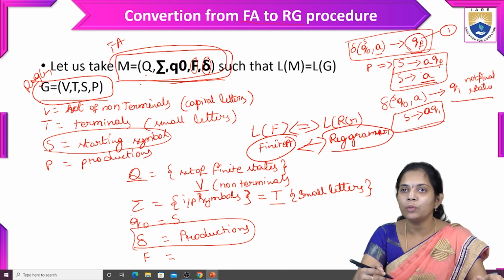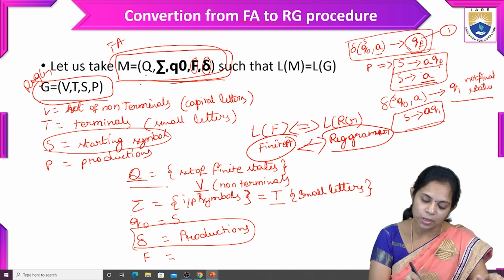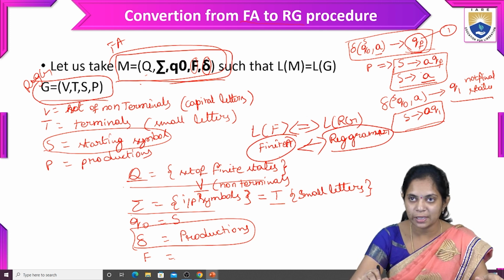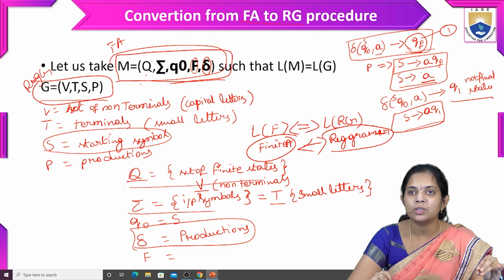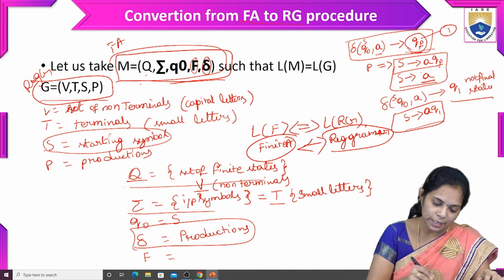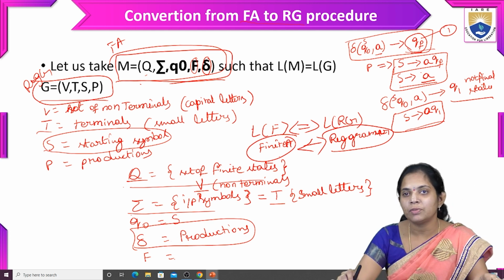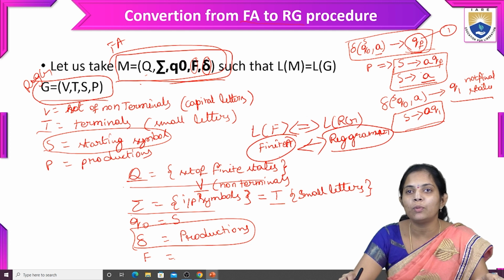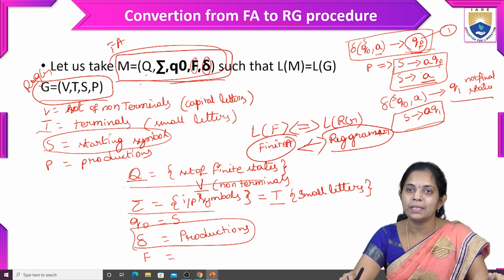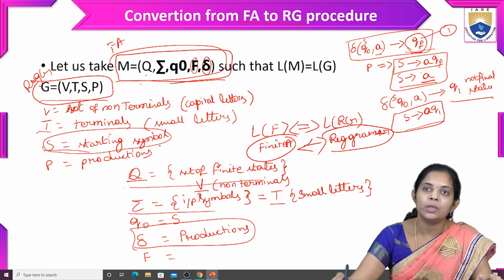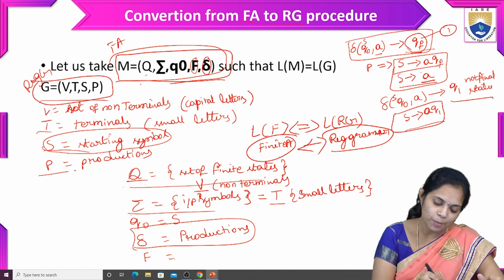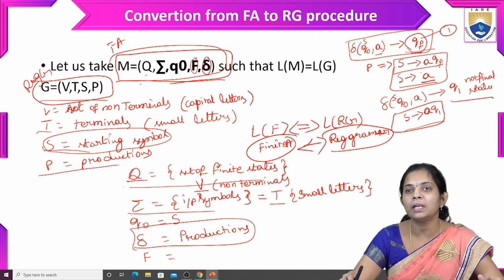So like this, we have to equalize all the tuples. First, Q is a finite set of states, which is represented here in the grammar as V. V is nothing but the non-terminal set. And T is nothing but the terminals, which are represented in small letters. Those are equal to the finite automata input symbols, represented with the sigma. And the starting state S is equal to the Q naught initial state of the finite automata. And P is the production rules, which are defined from the transition function.